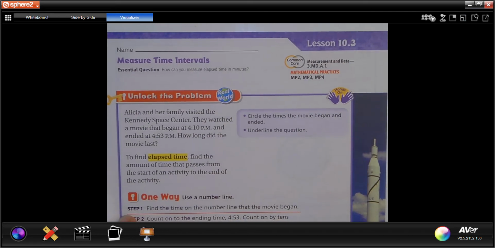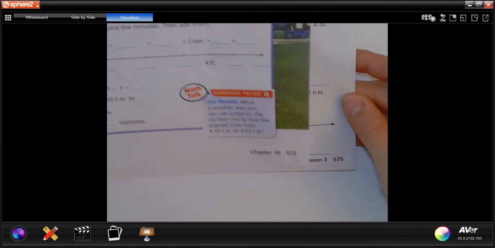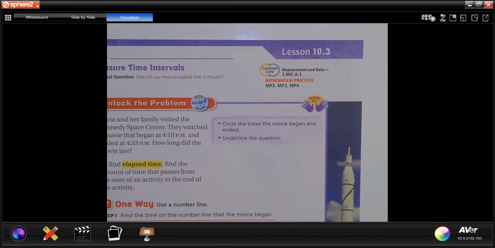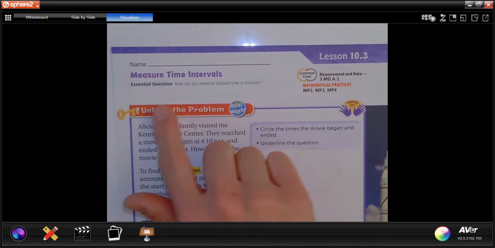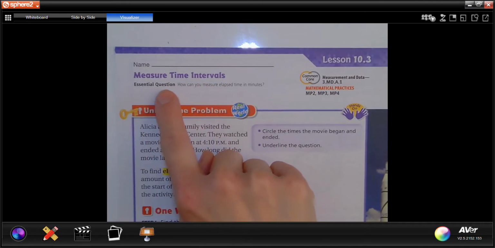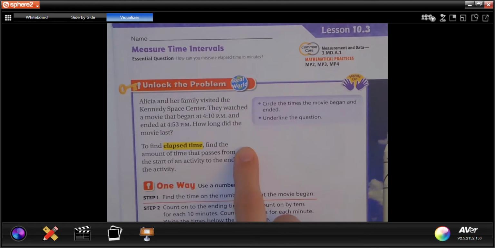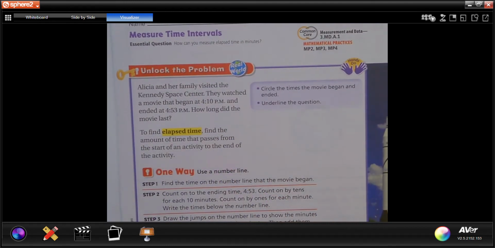Hello everyone. For today's math lesson, you're going to need pages 573 and 575. Today's math lesson is lesson 10.3, Measure Time Intervals. Essential question. How can you measure elapsed time in minutes? Well, we're going to find out. Let's learn what elapsed time is.